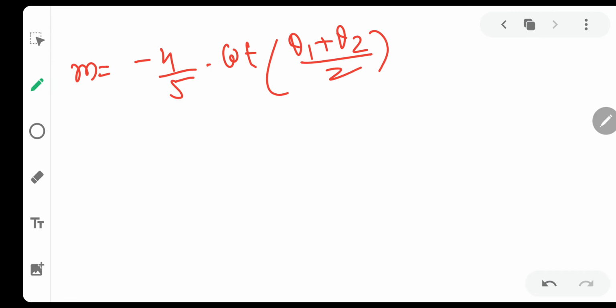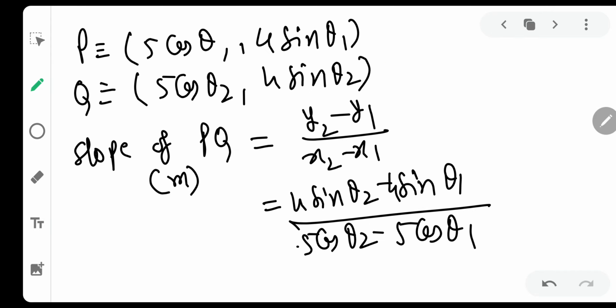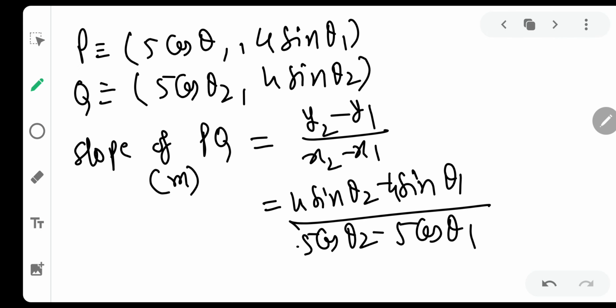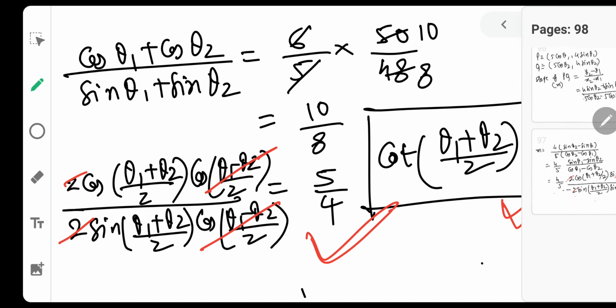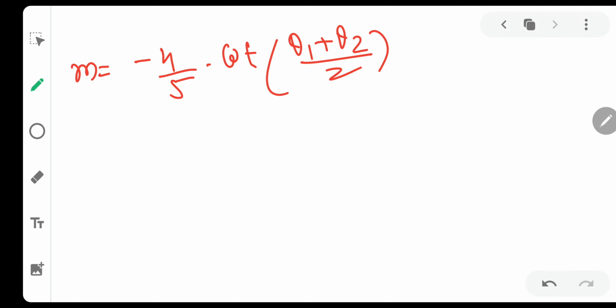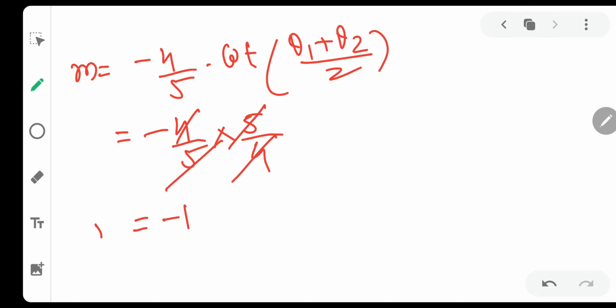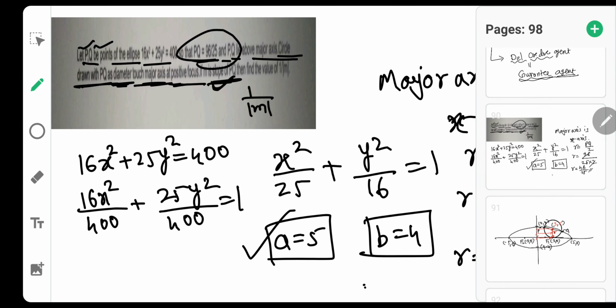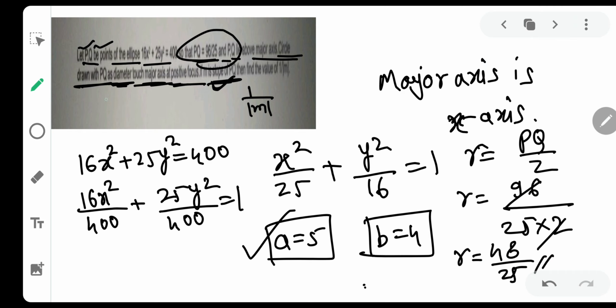Okay, so what is cot of (theta 1 plus theta 2) by 2? We have calculated it, 5 by 4, right? You can see this 5 by 4. So let us move to the last page and put down the value as 5 by 4. So 5 by 4, 4 gets cancelled, 5 gets cancelled, M comes out to be minus 1. So the slope is minus 1. Now let us go back to the question. What they had asked, 1 upon mod M. So 1 upon mod of minus 1 is coming out to be 1. So the correct answer to this integer type question is 1.